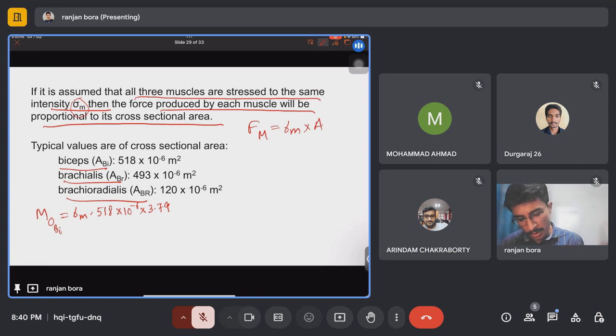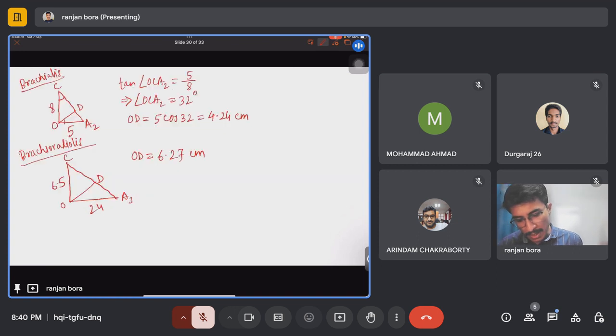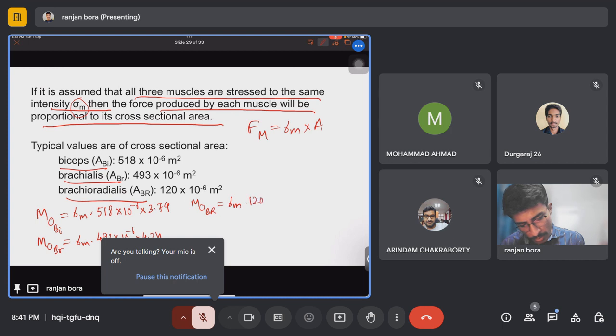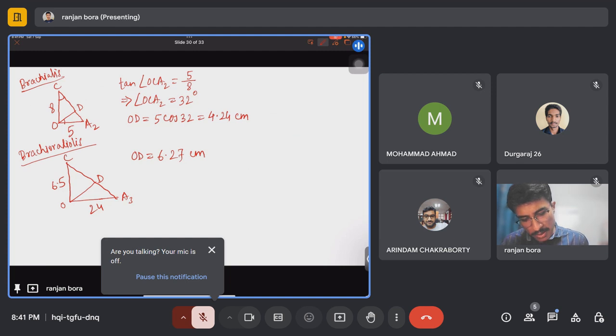And similarly, the moment produced by this brachialis muscle BR will be sigma m into 493 into 10 power minus 6, and the moment term for brachialis is 4.24. The moment produced by the brachioradialis muscle is sigma m into 120 into 10 power minus 6, and the moment term is 6.27.